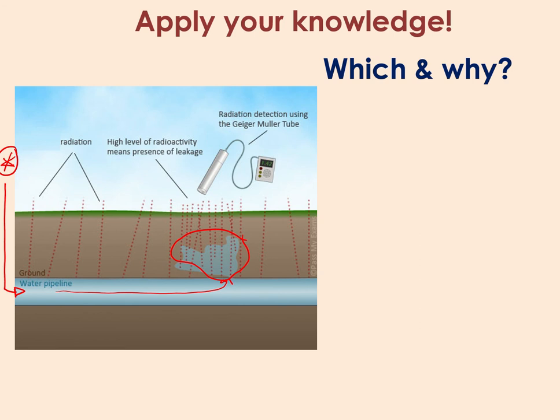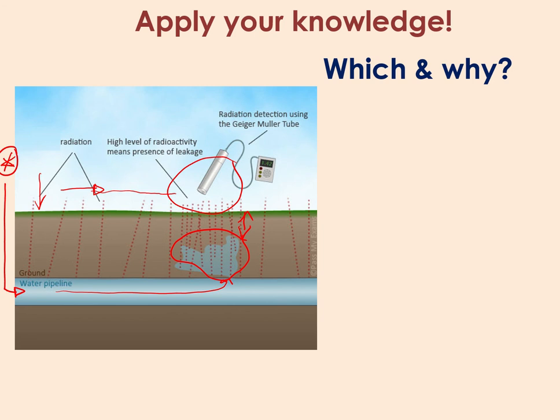So if you know that there is a leak somewhere, what you do is you walk across the surface with your Geiger-Müller tube, walking along, and all of a sudden, when you get to this point, there's going to be a very high reading because of the water leaking out that's got the radioactive isotope in there, and there you would know, okay, that's where I need to dig my hole to fix the problem.